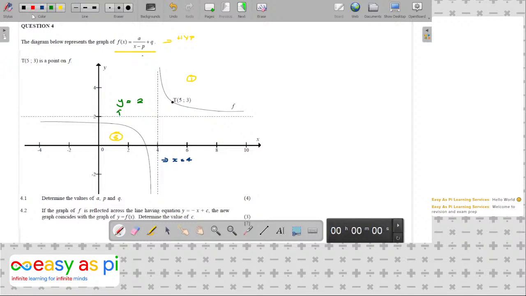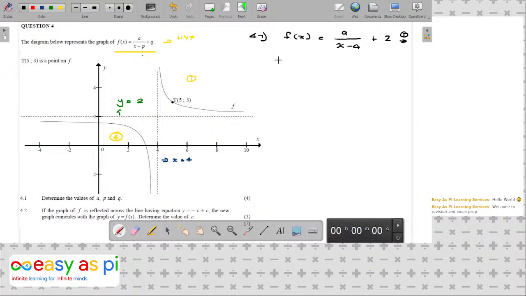Okay, so for 4.1, we can say f of x is equal to some value a, which I'm expecting to be positive, all over x minus 4, because that's my vertical asymptote, plus the horizontal asymptote, which is 2. And we can call this step number 1.